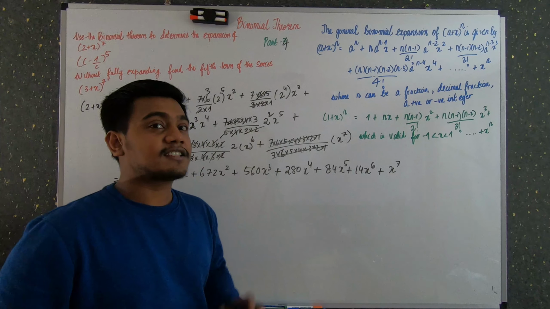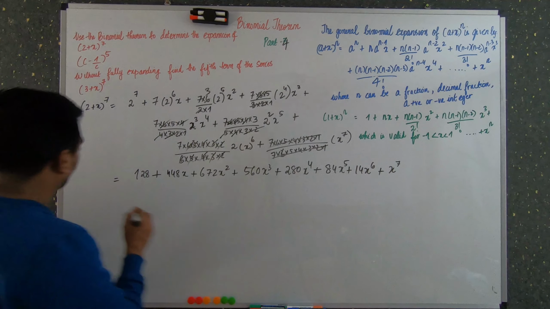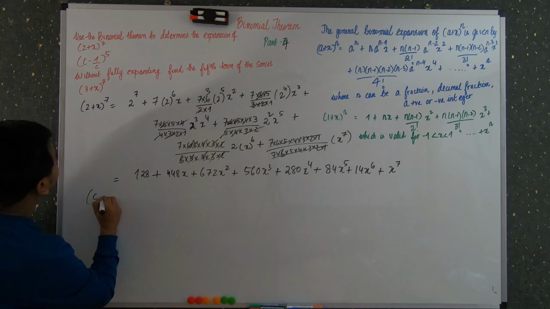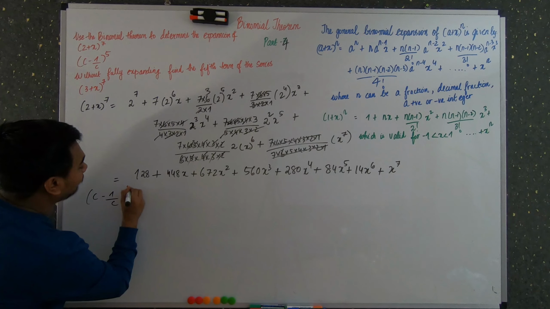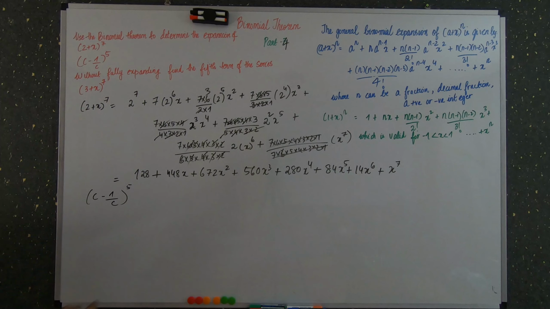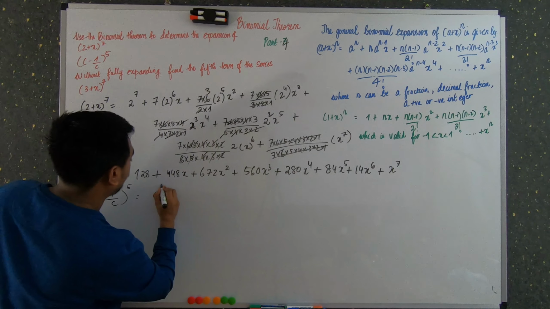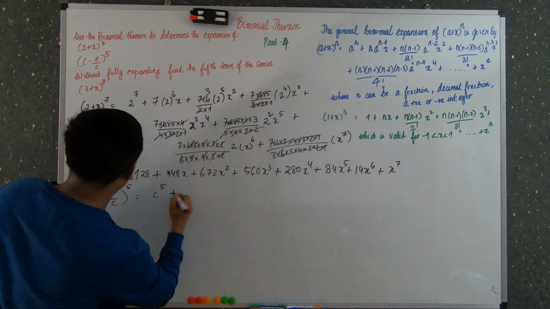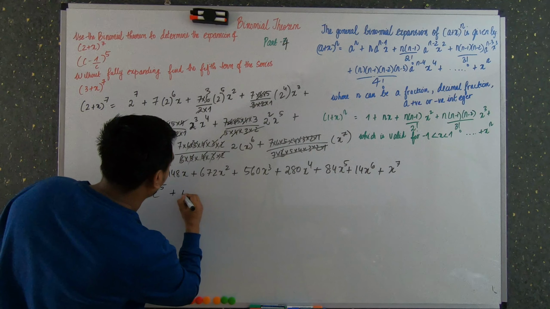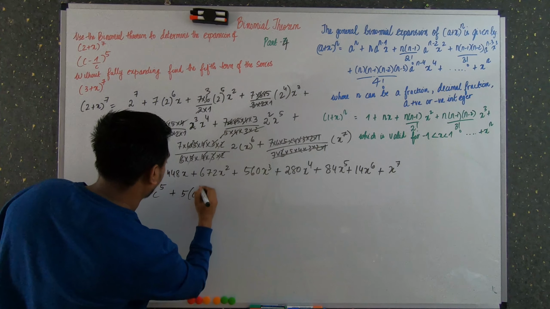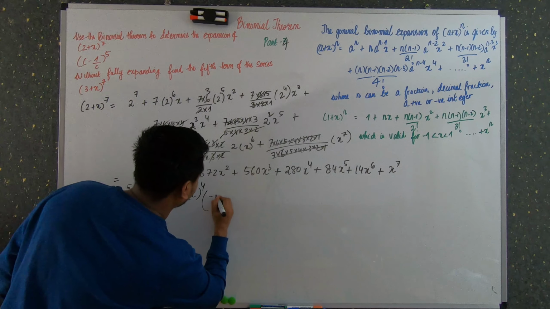Now let's find the second one in a similar fashion. (c minus 1 by c) all raised to 5. So what is it again? You know that c raised to 5 is the first term, right? What would be the second term? n is what here? 5. 5 into c raised to 4 into minus 1 by c.